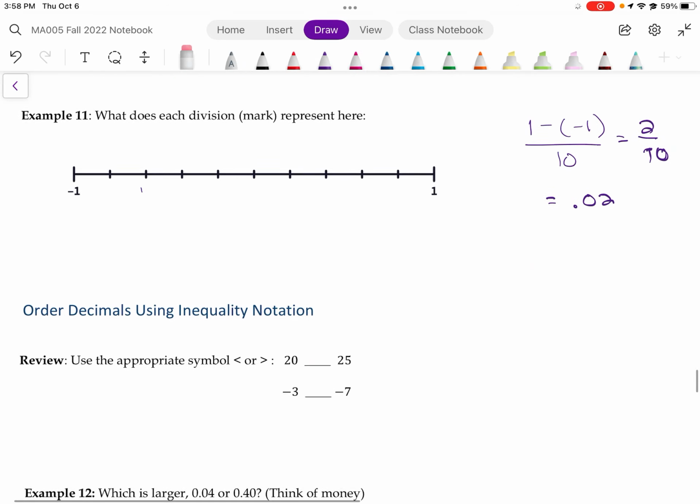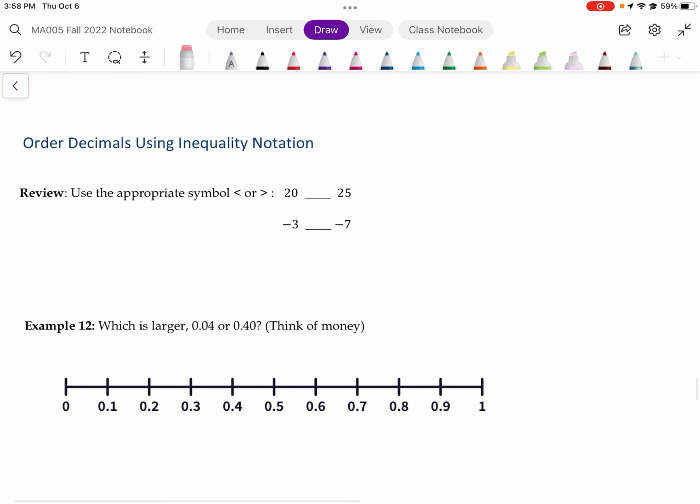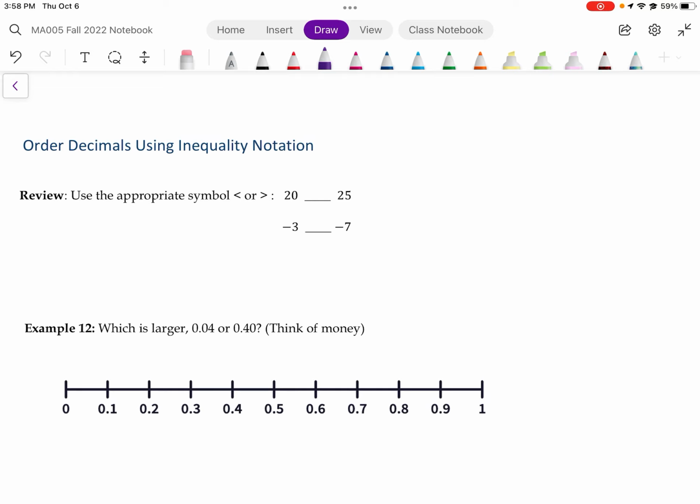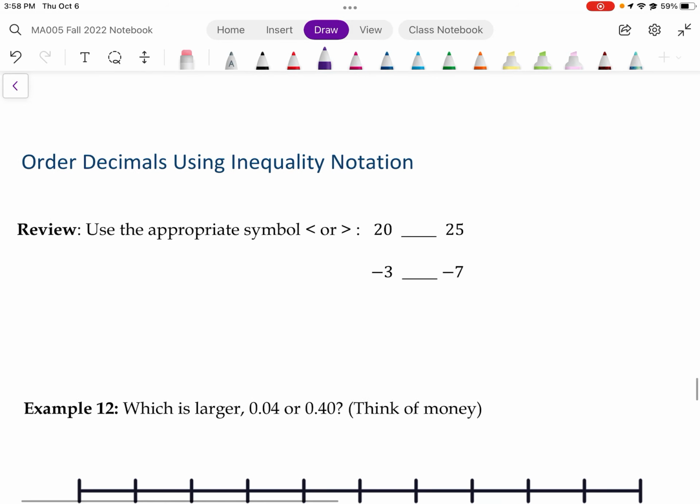All right, the next one, order decimals using inequality notation. Remember, this is just a review. Use the appropriate symbol here. So pause the video and try both of these. All right, so 20 is less than 25. How do you say that? You're going to say less than. Always read these left to right, just like you do English.